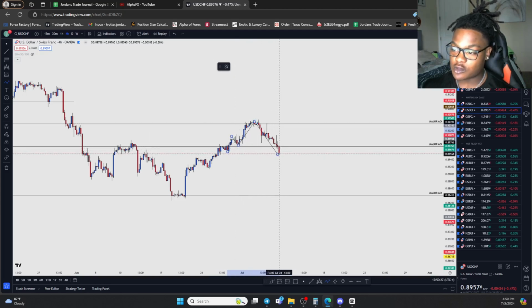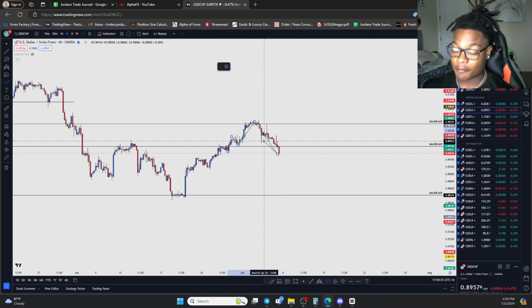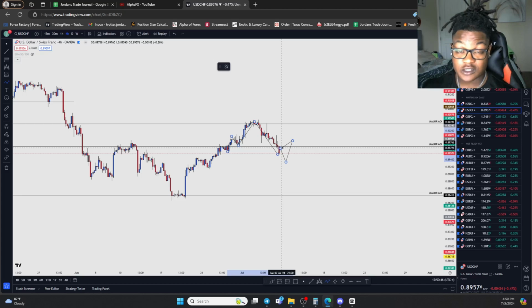So if we do close above or below this zone at 89,766, you can obviously see how that switch of structure came into play on the 4-hour time frame. In order for me to be interested in taking a trade off of this pair, I will then just wait for price to give me another switch of structure going from bearish to bullish.